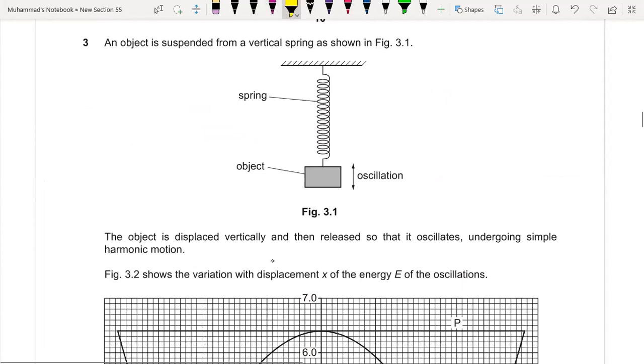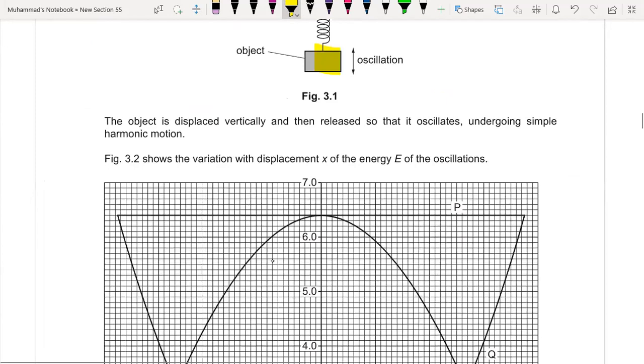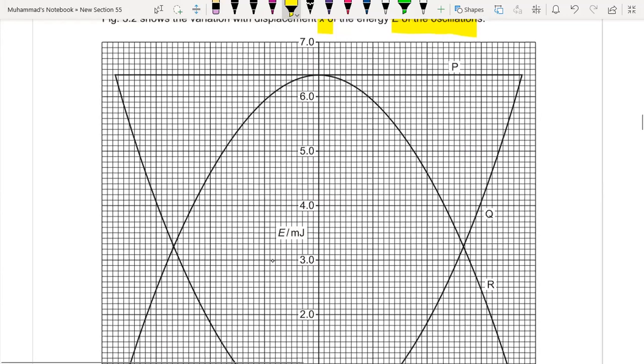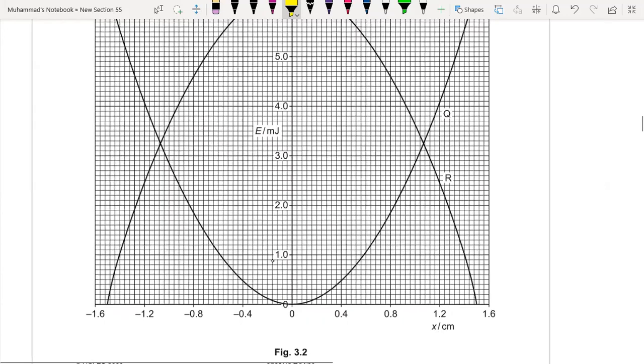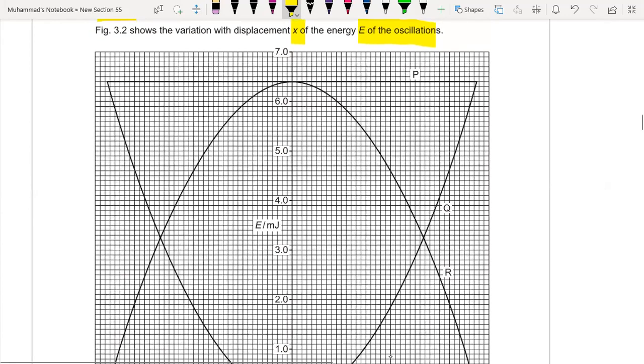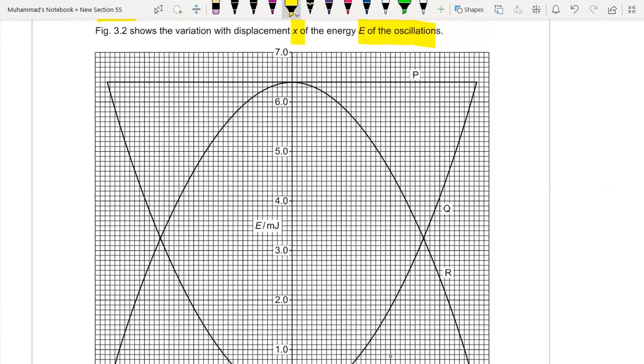The question 3 is, an object is suspended from a vertical spring, and as shown in this figure, the object is displaced vertically and then released so that it oscillates, undergoing simple harmonic motion. Figure shows the variation with displacement x of the energy E of oscillation. On horizontal axis, we have displacement, and on vertical axis, we have energy. And we are given three graphs, P, Q, and R.